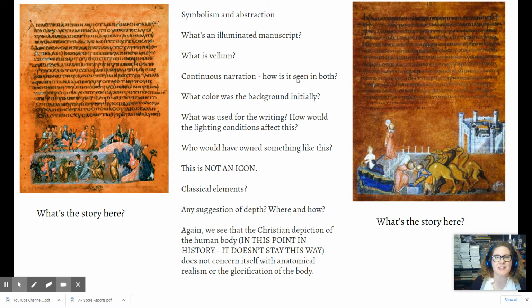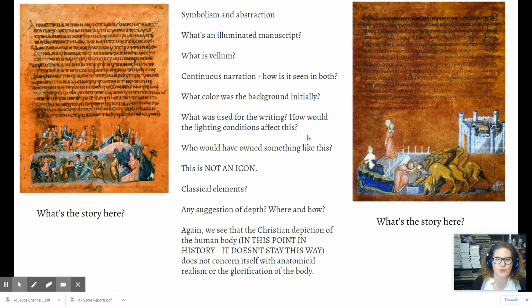We have continuous narration in both. You should remember what continuous narration is, right? We have the same characters, or elements of the same scene, produced more than one time in one image. We need to know who would own books back then.